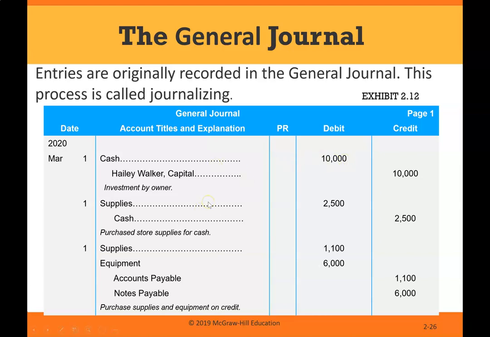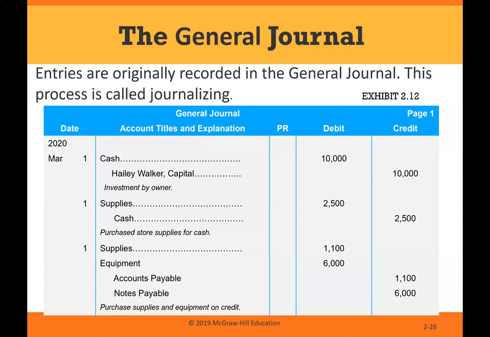On March 1st, she bought supplies at a store and paid cash. So supplies is an asset account. We increase it, it's a debit. Cash is an asset account. We decrease cash, so we credit that.